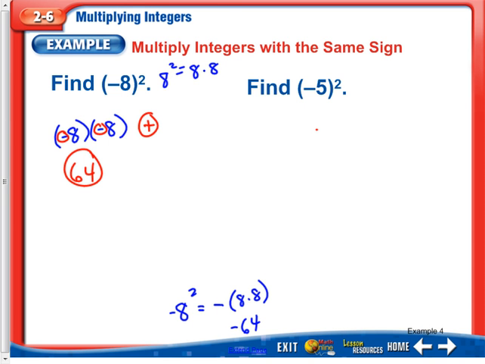We'll copy this down. We'll say negative 5 times negative 5. How many negatives are there? We have 1. We have 2. That's an even number, so we're going to have a positive answer. So 5 times 5 is 25. So just count up your negatives. If you have an even number, it's positive. Odd number is negative. Again, this is true because we are multiplying.